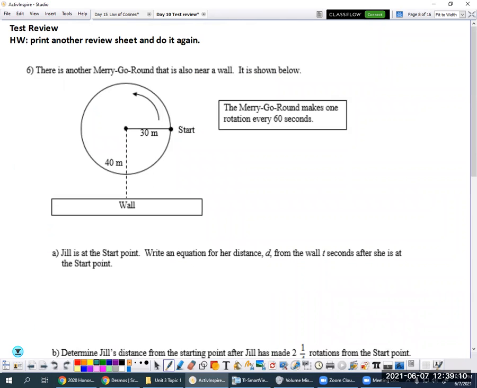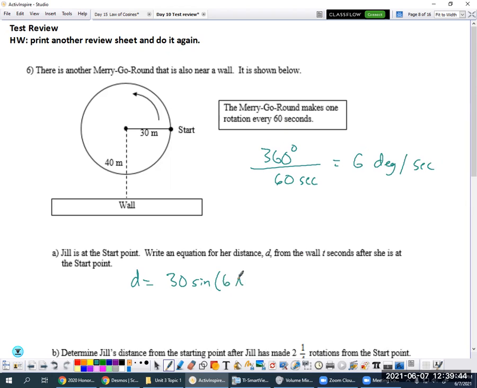So we have another merry-go-round. This merry-go-round is 40 meters from the wall and has a radius of 30 and moves one rotation every 60 seconds. And now we actually want an equation. So here we go. I've got distance equals radius, sine, and I need the speed. So 360 degrees divided by 60 seconds gives us 6 degrees per second.